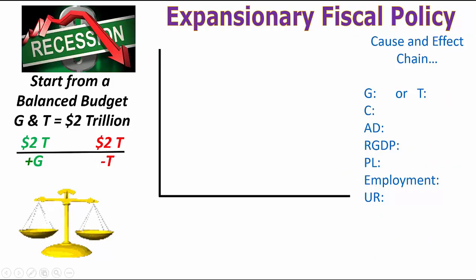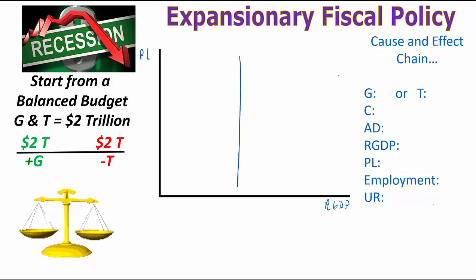All right. So let's implement some expansionary fiscal policy and go through the cause and effect chain, is basically how I describe this. So I'm going to draw my aggregate demand, aggregate supply graph first.